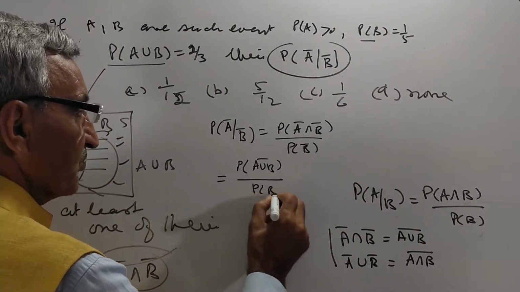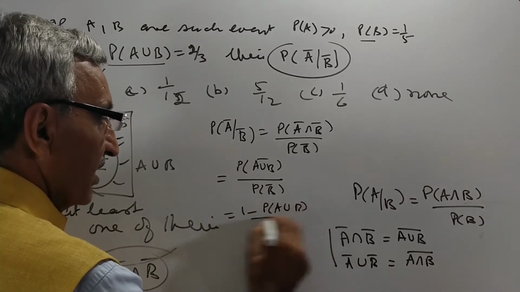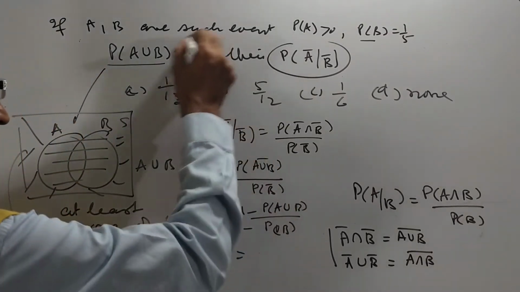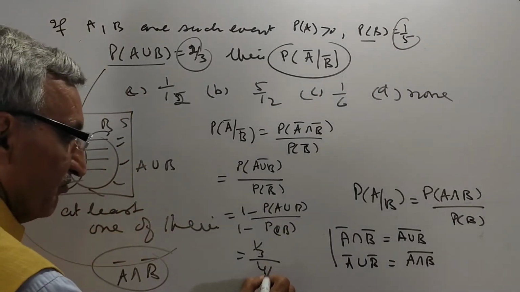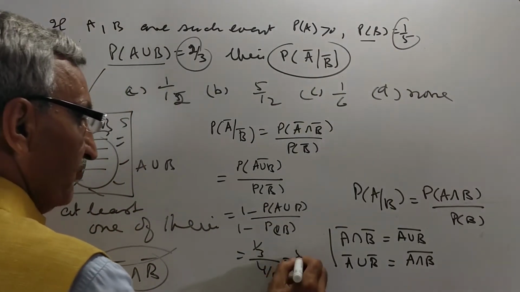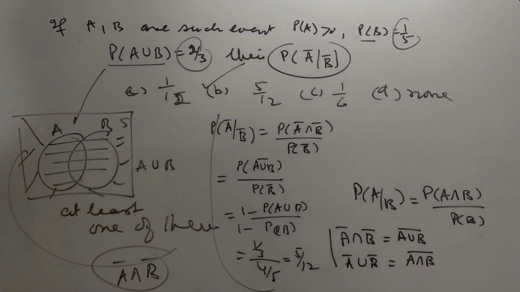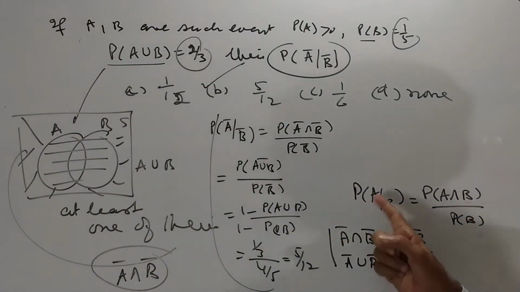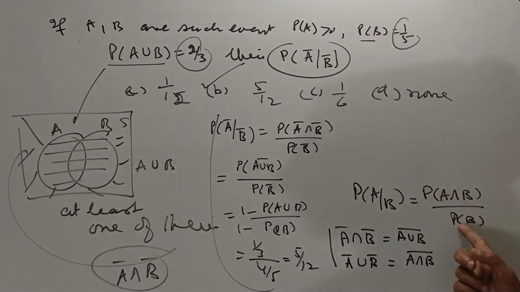This is equal to this, and this means 1 minus probability of A union B divided by 1 minus probability of B. This is equal to, this is given 1 over 3 and this is given 1 over 5, 4 by 5. So answer comes to 5 by 12. Do we have 5 by 12? Yes, the answer is this. This is the concept. Remember we have used two concepts here. What is the conditional probability of A oblique B? It is equal to intersection divided by probability of B.